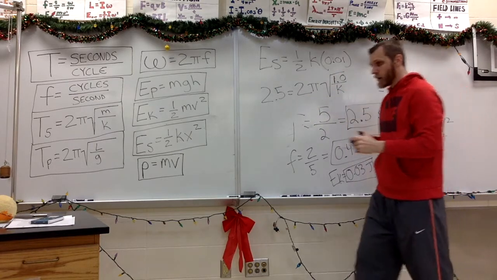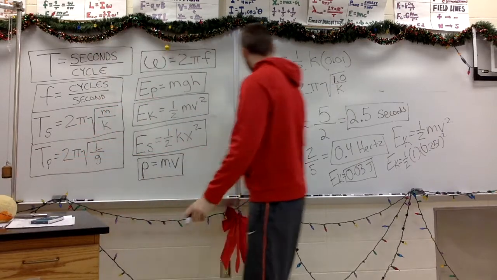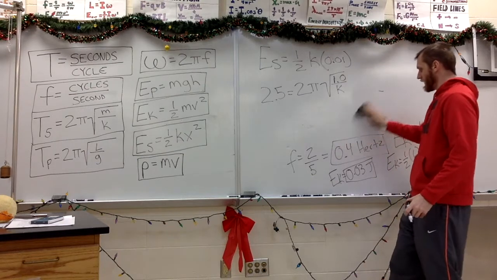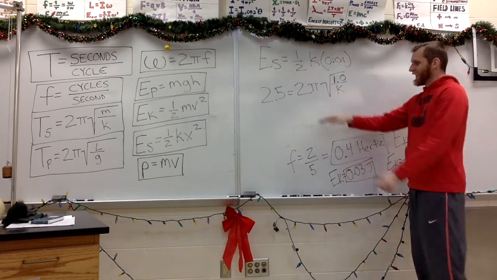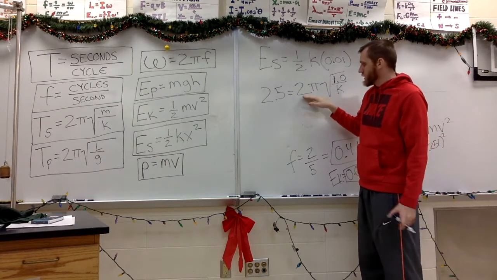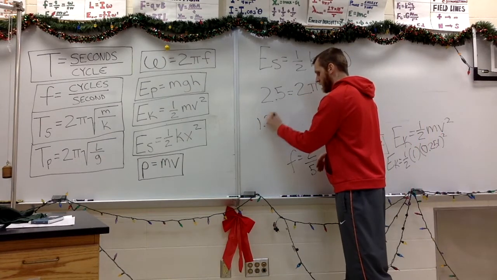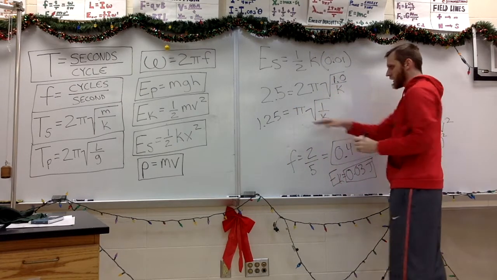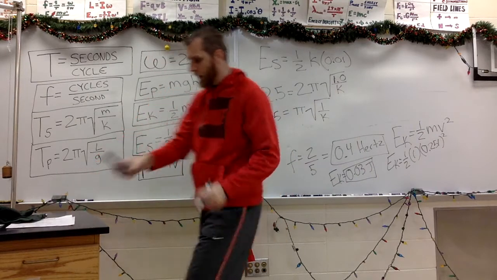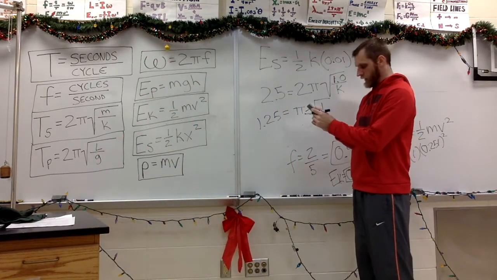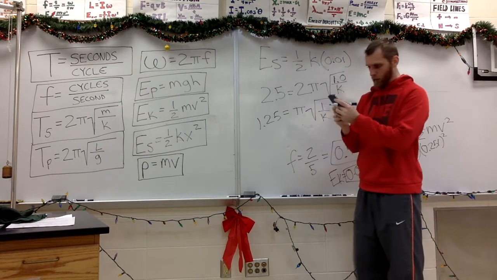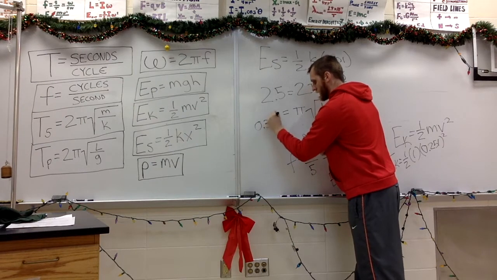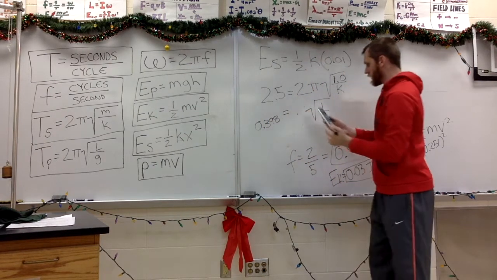A little bit of algebra here. To get k, the first thing I can do is 2.5 divided by 2. That's 1.25 equals pi times the square root of 1 divided by k. Divide both sides by pi to get rid of pi. I don't know why you'd want to get rid of pi. Pi is tasty, but we'll do that. 0.398 equals the square root of 1 over k.